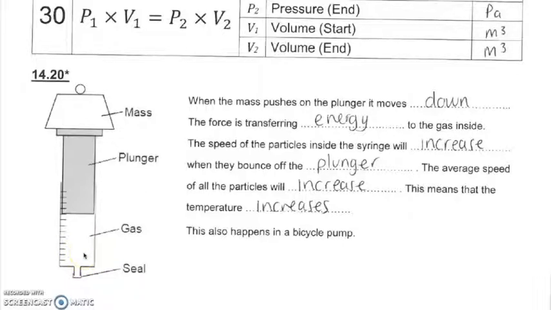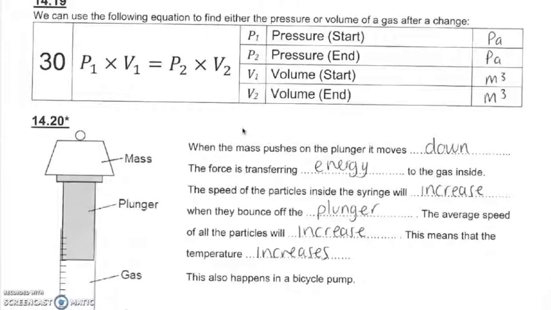Okay, and this is what happens inside a bicycle pump. Okay, so the average speed of the particles increases, and this means that the temperature increases when that plunger falls down, due to that force, the weight from the mass. Okay, so it's again the conservation of energy.